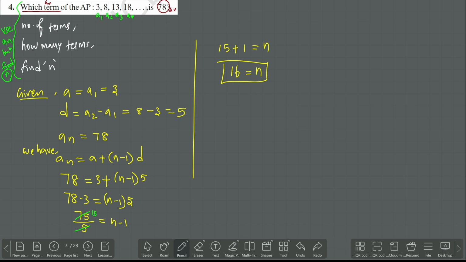So which term of the AP is 78? The 16th term is 78. Therefore, the 16th term of the AP is 78. You should complete like this very clearly. Understand? And put a box for n. Okay, that's it. Is it okay?